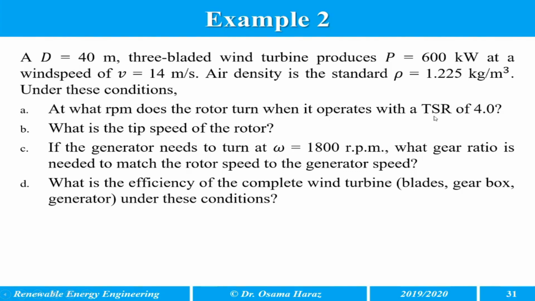Then, what is the tip speed of the rotor? The tip speed ratio is given. What is the tip speed of the rotor? And then, if the generator needs to turn at omega 1800 RPM, what gear ratio is needed to match the rotor speed to the generator speed? And finally, what is the efficiency of the complete wind turbine, including the blades, gearbox, and generator under these conditions?